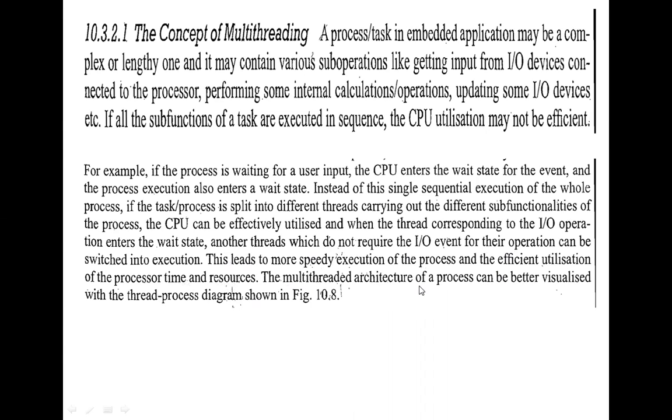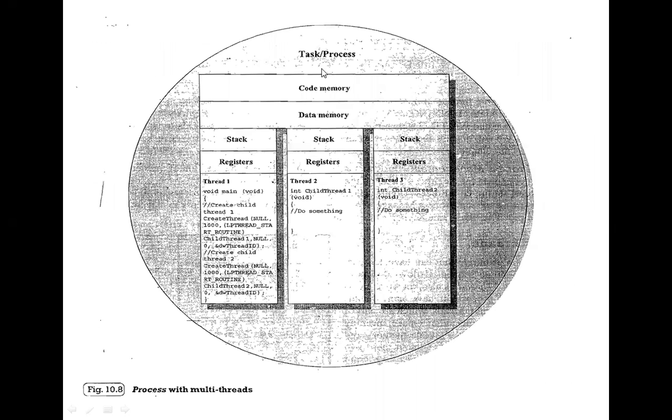The multi-thread architecture of a process can be better visualized with the thread process diagram as shown in the figure. The task or process, code memory for process, data memory for process, stack registers, thread 1, thread 2, thread 3. Process with multiple threads. In this, there are three threads, and each thread is executed in concurrent execution.